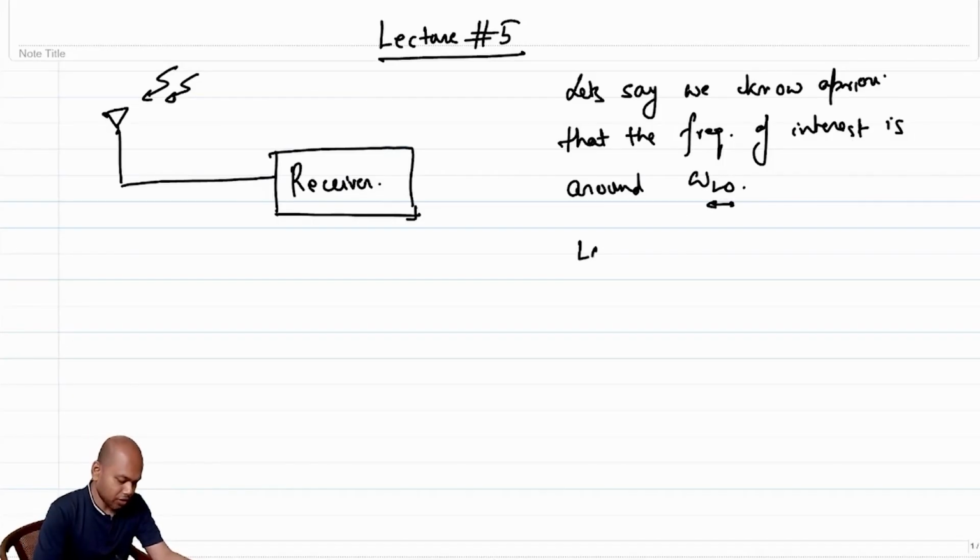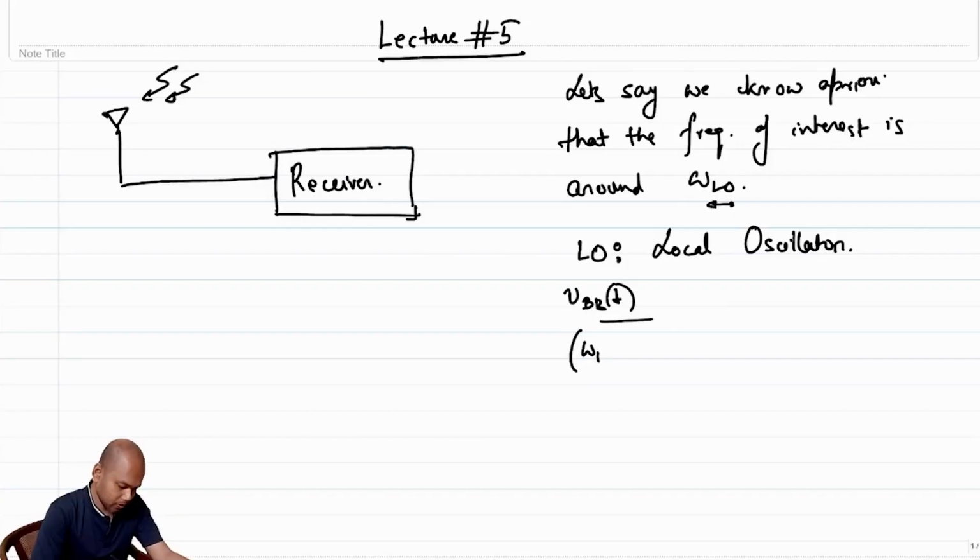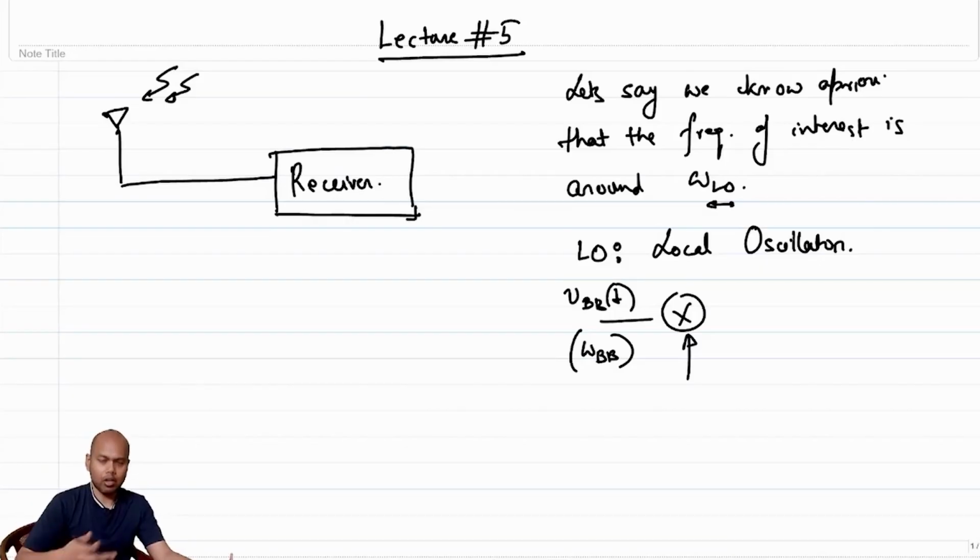LO stands for local oscillator. So why do we call it a local oscillator? If I take you back to the previous lecture, what did we do? We took the baseband signal VBB, which had a bandwidth of omega BB, and we multiplied it with a high frequency clock, some sinusoidal signal which had a different frequency, and we called it omega LO. This we called cosine of omega LO t.